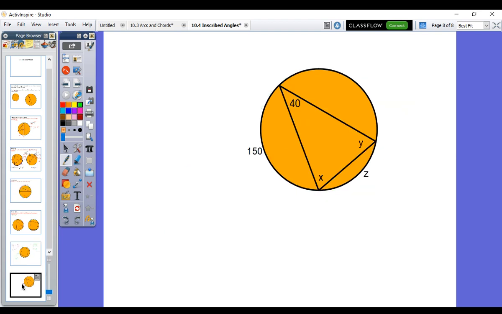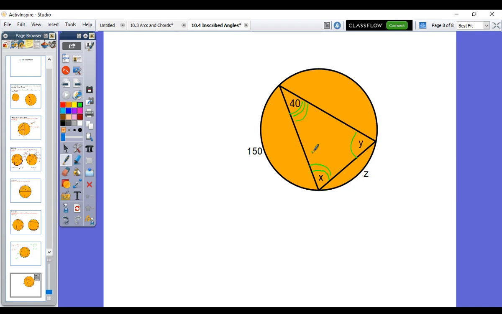Here's a perfect example. You have to find X, Y, and Z. They tell us this is 150. By itself, that doesn't help us. This is Z. Let's look at this. This is 40. We don't know if those are equal, so we can't say they're equal to each other. But we do know that this is 40, this is X, and this is Y.